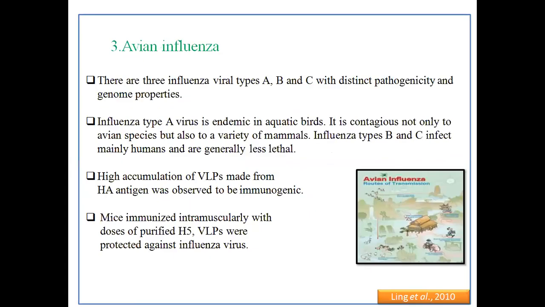And next, avian influenza. There are 3 types of viral influenza in birds, like A, B, C, with distinct pathogenicity and genome properties. Influenza type A virus is endemic in birds. It is contagious not only to avian species but also to a variety of mammals. And types B and C infect mainly humans, but they are less lethal. High accumulation of VLPs made from HA antigen was observed to be immunogenic. And mice immunized with intramuscular doses of purified H5 VLPs were protected against influenza virus.